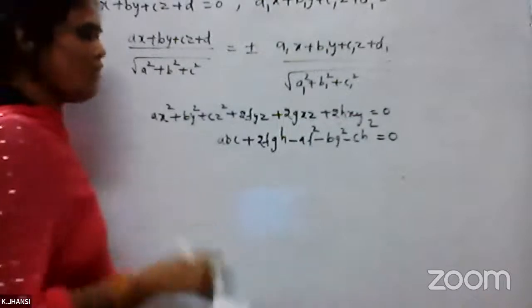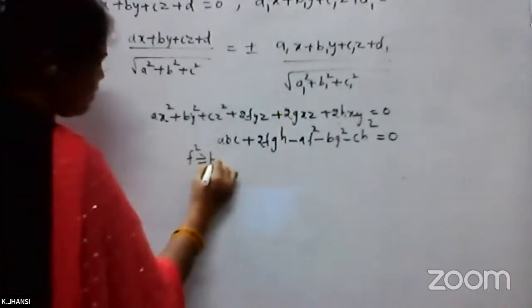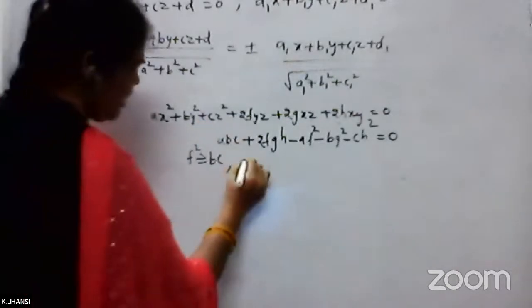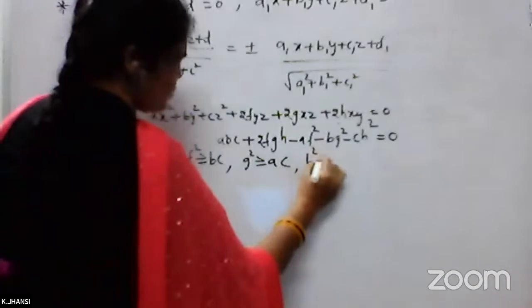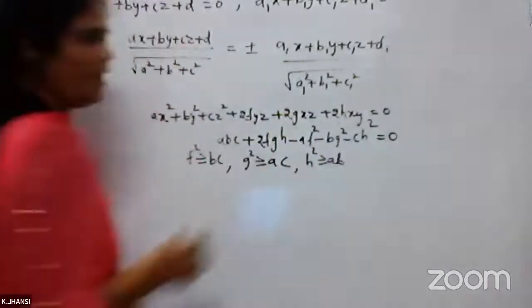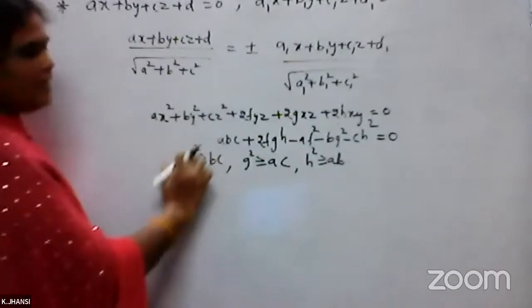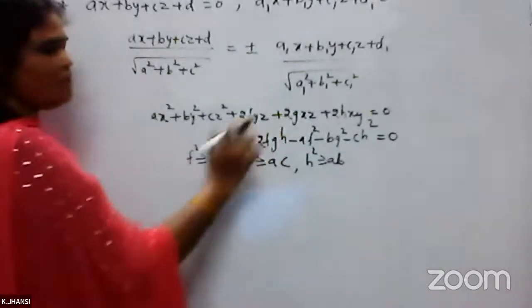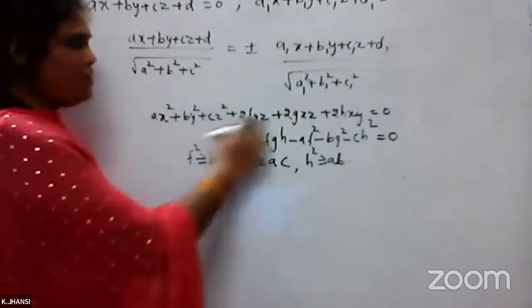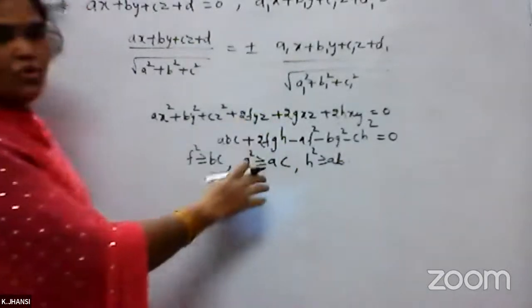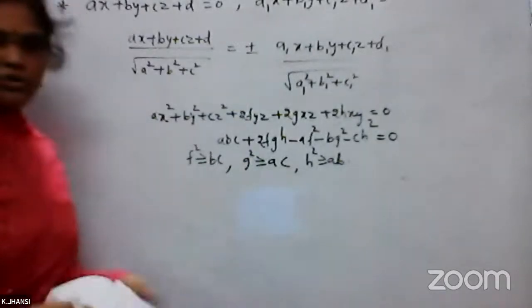You also have to verify another condition: f square is greater than or equal to bc, g square is greater than or equal to ac, and h square is greater than or equal to ab. If these conditions are satisfied, then we say the pair of planes passes through the origin. The problem will be asked like this, and for this combination, they may even ask you to find the angle.